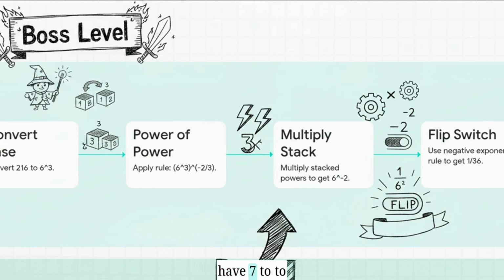Step 4, we have a negative exponent. Remember what we do? Pull the flip switch. It drops under a 1, becoming 1/6 squared. And since 6 squared is 36, our final answer is 1/36. Look at what you just did. You applied the power of a power and the negative flip switch perfectly.